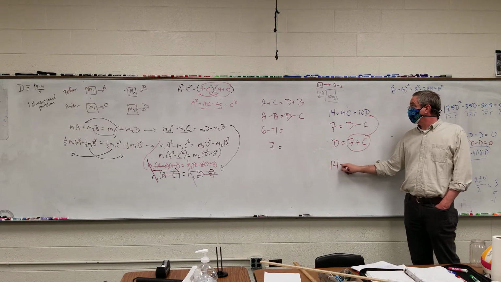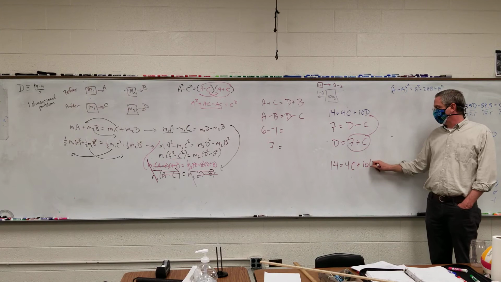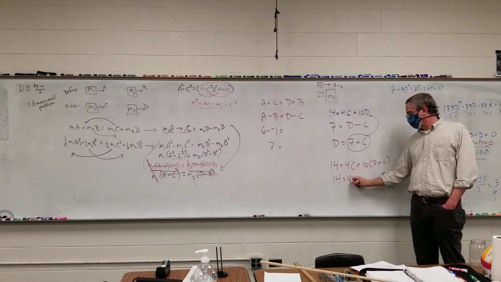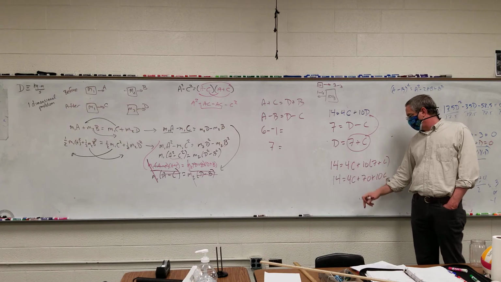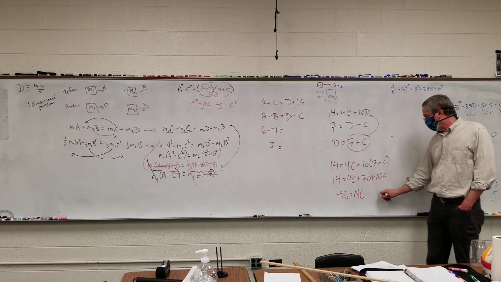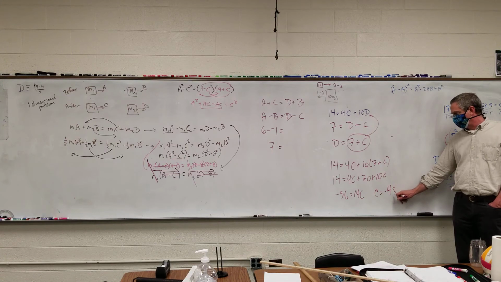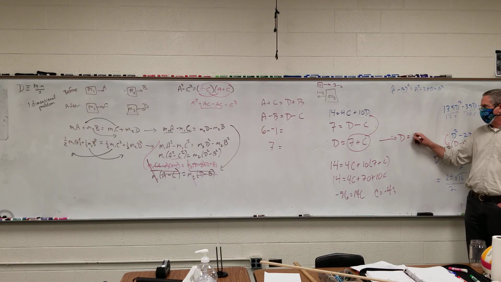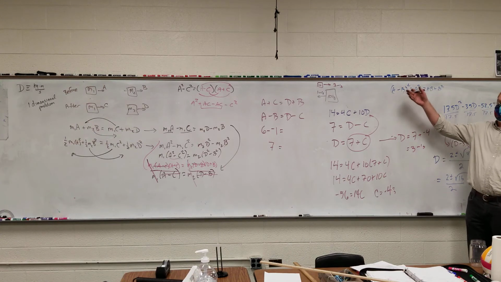So I have 14 is equal to 4 times C plus 10 times 7 plus C. So 14 is equal to 4C plus 70 plus 10C. Subtract 70 from both sides, and I get negative 56 equals 14C. C equals, I hope, negative 4 meters per second. And then plug it in here. D is equal to 7 plus negative 4, which is 3 meters per second. Hey, and that's the same answer we had last time.